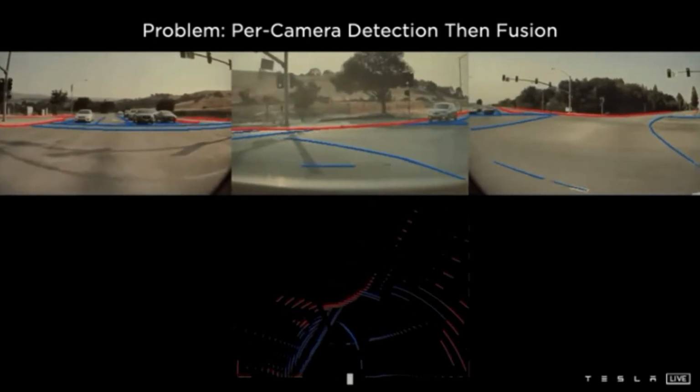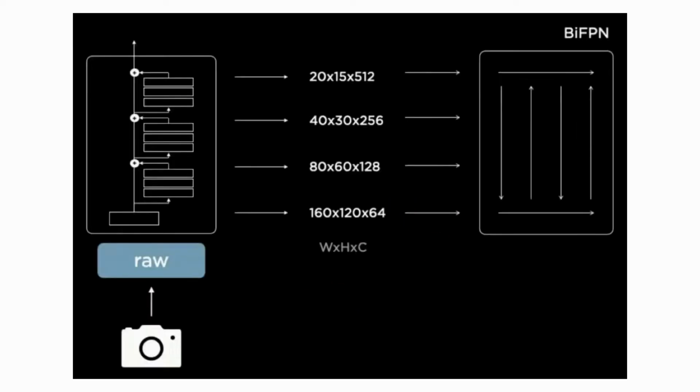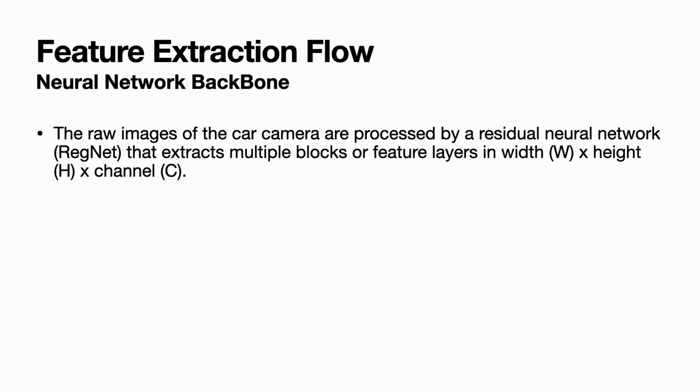At the start of autonomous driving development, the main objective was to let the car move forward within a single lane and keep a fixed distance from the car in front. At that time, all of the processing was done on an individual image level. The feature extraction flow, or neural network backbone.